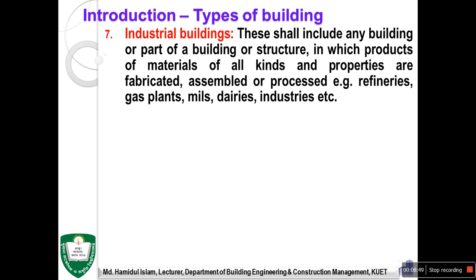Industrial building. This shall include any building or part of a building or structure in which products of materials of all kinds and properties are fabricated, assembled, or processed. Examples: refineries, gas plants, mills, dairies, industries, etc. That means a building in which all kinds of goods and their properties are assembled and processed, such as gas plants, mills, dairies, industry, is called an industrial building.